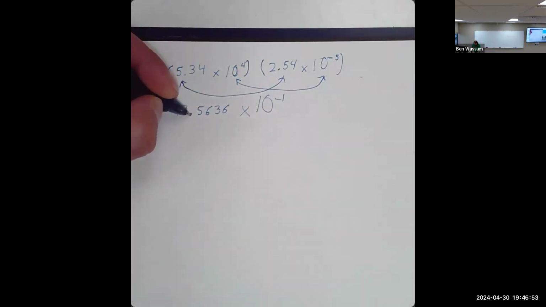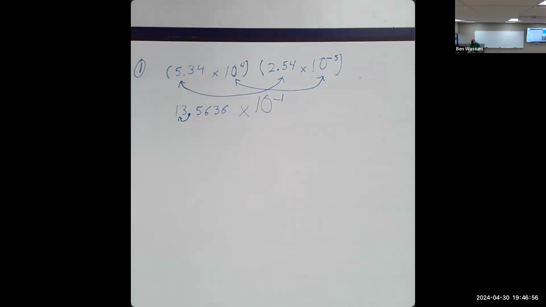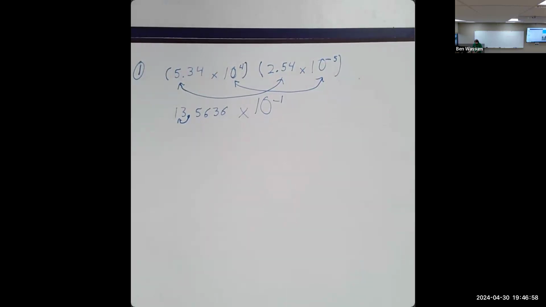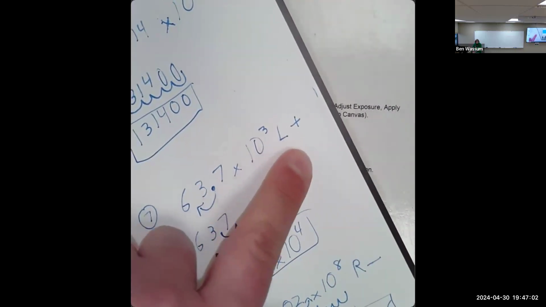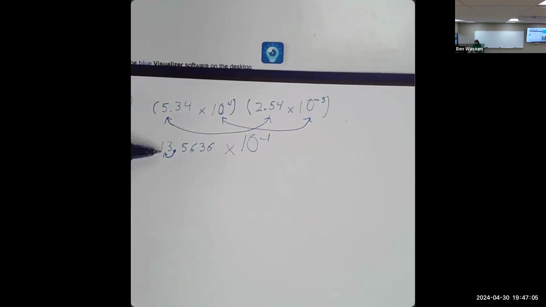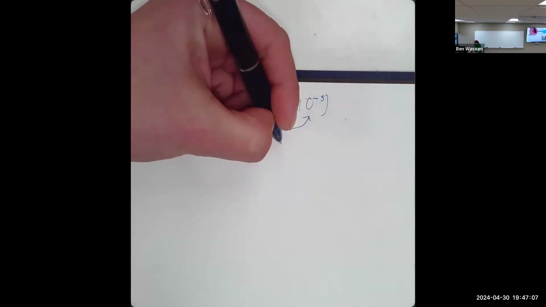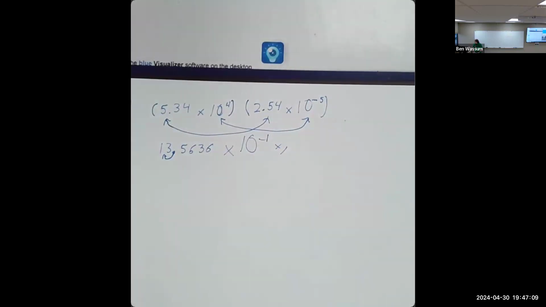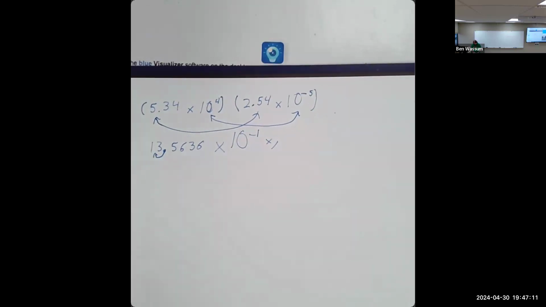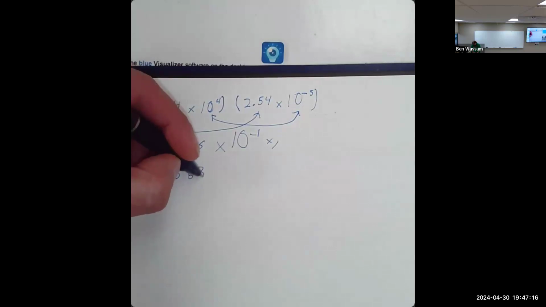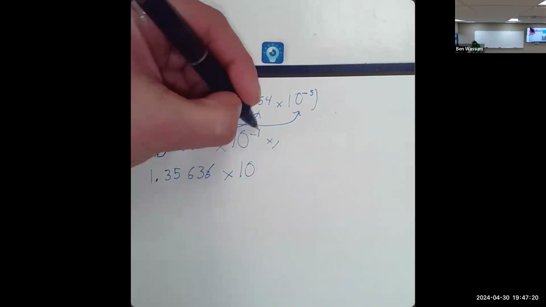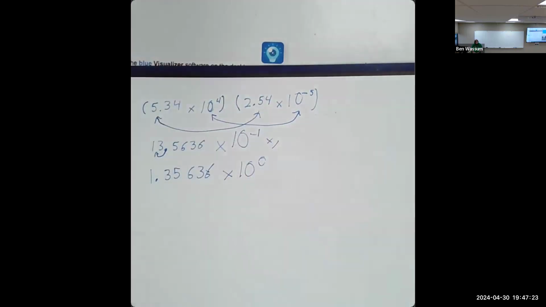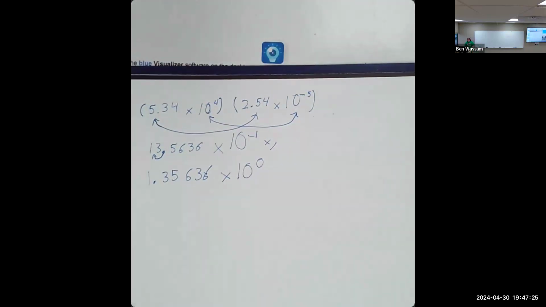That decimal needs to move one to the left. Okay, well, if I have to move one to the left, what did we say about that? Oh, I'm going to add. So if I'm moving one to the left, I need to add one to that power. Oh, crap. What happens when I have negative 1 plus 1, when I have a 0? What is something to the 0 power? I don't think we ever covered that.